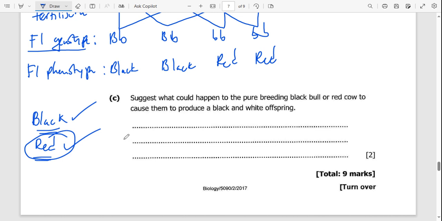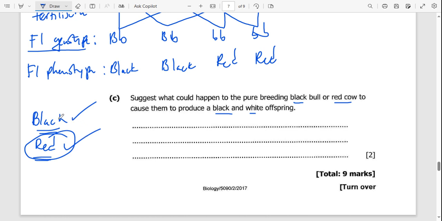black and white like that. Sorry, black and red. Okay, black and red. This one we want to cause them to produce a black and white. That's what could happen to the pure breeding black bull or red cow to cause them to produce something that is black and white.